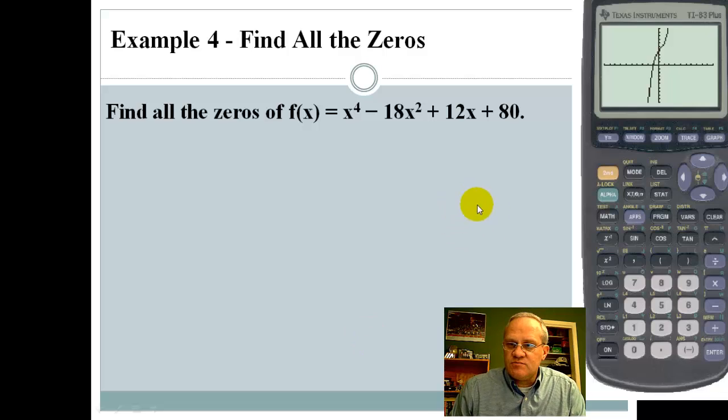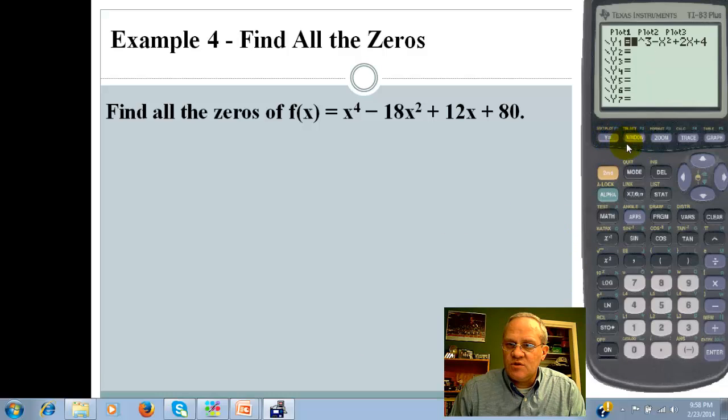Okay, so again, go to the calculator, start at the calculator, y equals, let's type this in. Notice we're going to have 4 roots this time. So x raised to the 4th power minus 18x squared plus 12x plus 80.